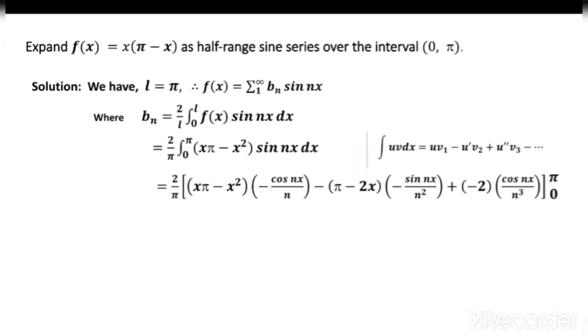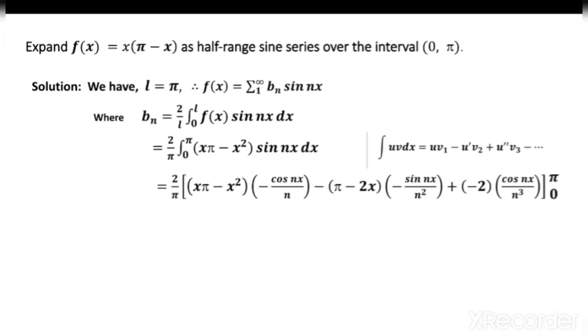U double dash is the derivative of u dash. What is u dash? Pi minus 2x. What's the derivative of pi? 0, and the derivative of minus 2x is minus 2. The derivative of a constant is 0. Here pi is a constant. So we have written the derivative of pi is 0 and the derivative of minus 2x is just minus 2 into v3.